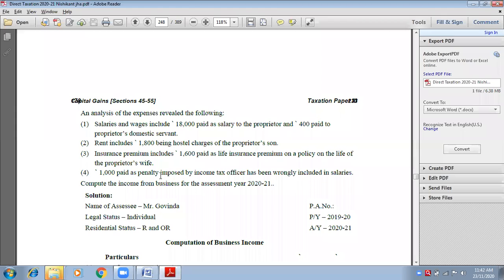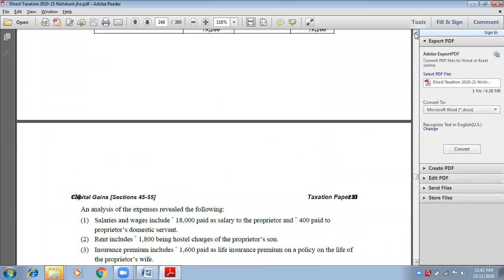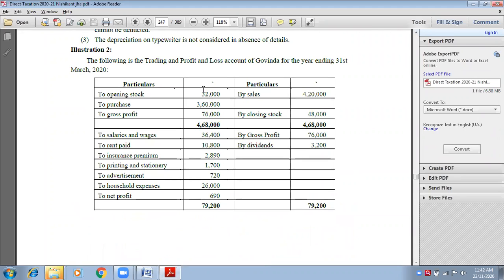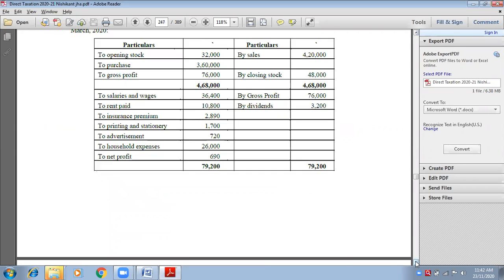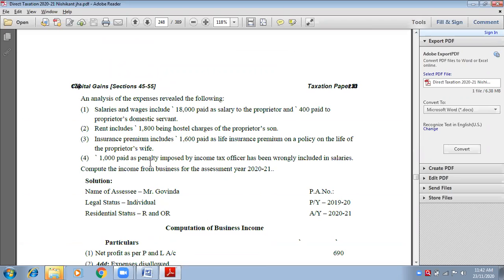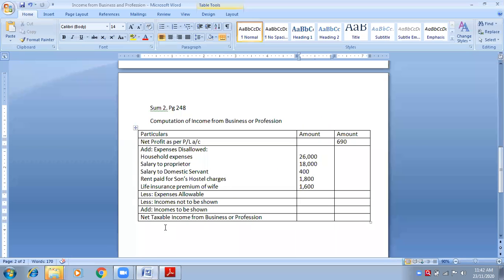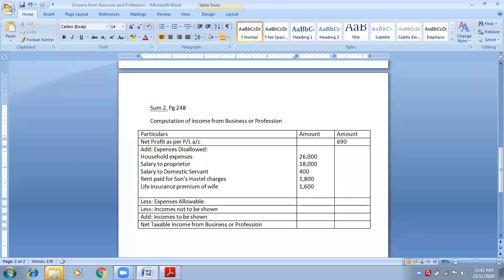Next adjustment is 1,000 paid as penalty imposed by tax officer, and we wrongly included it in the salary. Okay, that means in the salary it was shown as 1,000. But that 1,000 is not to be shown in the salary. Salary as an expense is deducted. So 1,000, which is penalty, is also deducted in the name of salary. But it is not to be shown. Therefore, we need to discard it. To discard, we need to add it.